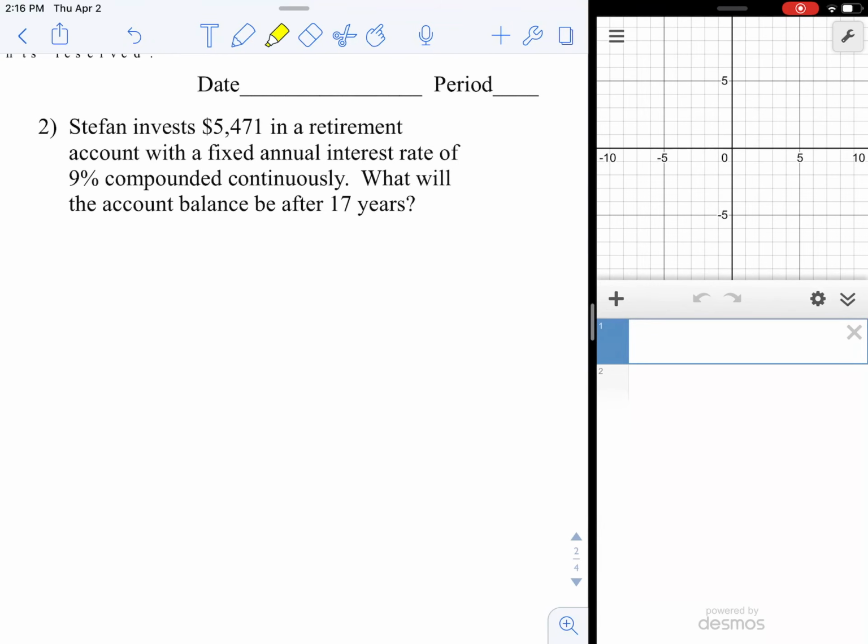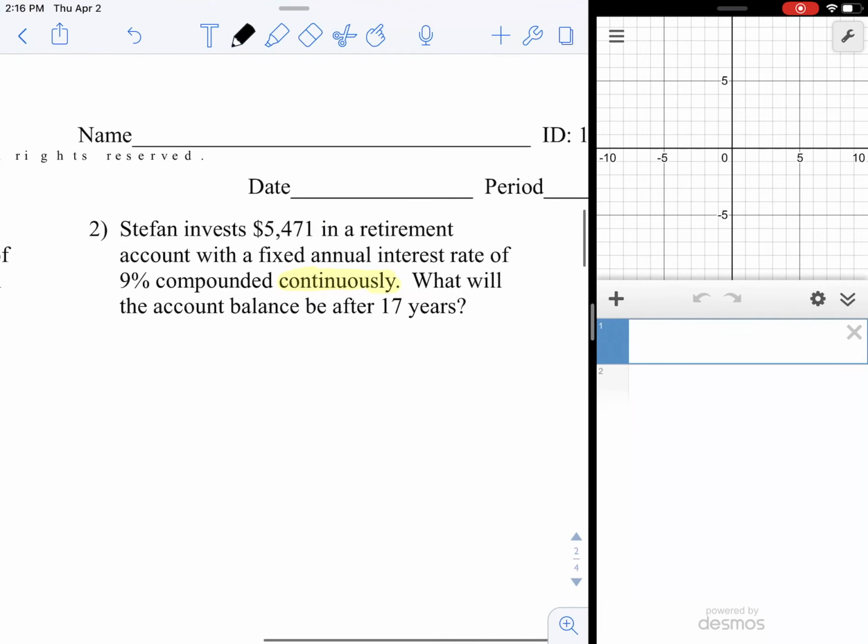Okay, Stefan wants to invest $5,471 in a retirement account with a fixed annual interest rate of 9% compounded continuously. So when you see that word, that's telling us that we're going to be using this formula, A equals Pe to the RT. What will the account balance be in 17 years? So if you're earning 9% interest for 17 years, you would expect this amount to go up. So let's see what the actual amount is.